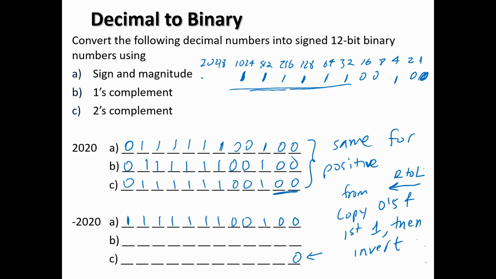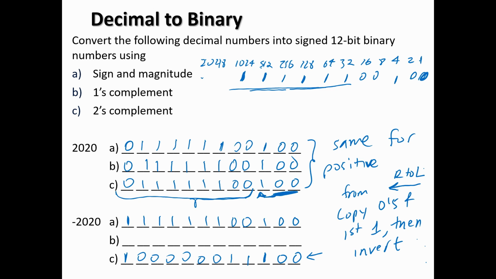So that's a 0 and a 0. And then we copy the first one. That's a 1. Okay, and then we complement the rest. So that's going to be a 1, 1, 0, 0, 0, a bunch of zeros, and a 1. So we copy all the zeros from the right to the left. You copy the first one, and then you invert. That's the 2's complement shortcut method.